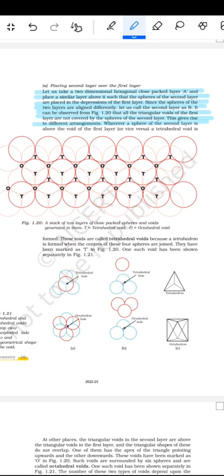Whenever a sphere of the second layer is above a void of the first layer or vice versa, a tetrahedral void is formed. These voids are called tetrahedral voids because a tetrahedron is formed when the centers of these four spheres are joined. They have been marked as T in figure 1.20. One such void has been shown separately in figure 1.21.